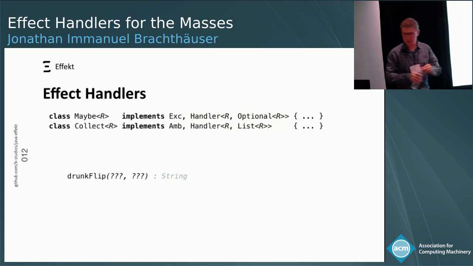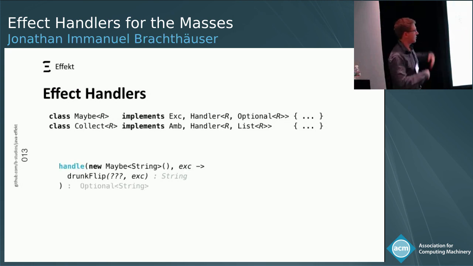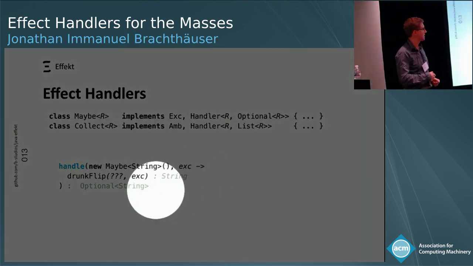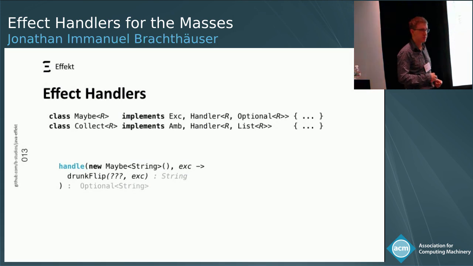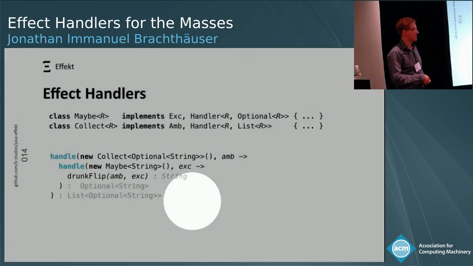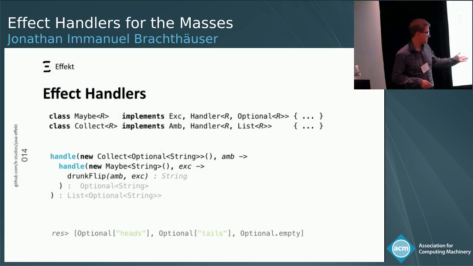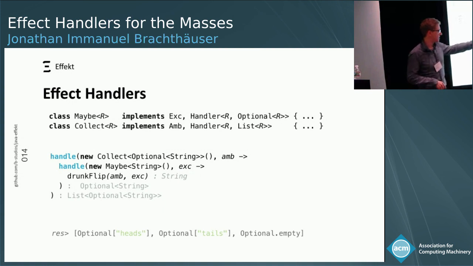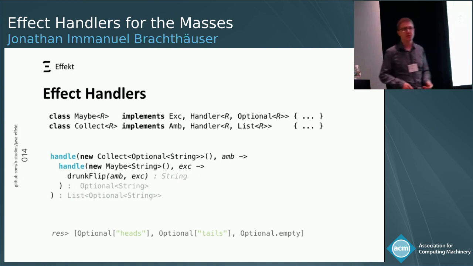So now for a particular call of our drunk flip example, which would typically return a string, if we first handle it with the maybe handler, it translates the result type of string into an optional string. And if we then handle it with the collect handler, it translates it into a list of optional strings, yielding this result. So we have a list with optional heads, optional tails, and optional empty for the exceptional control path.